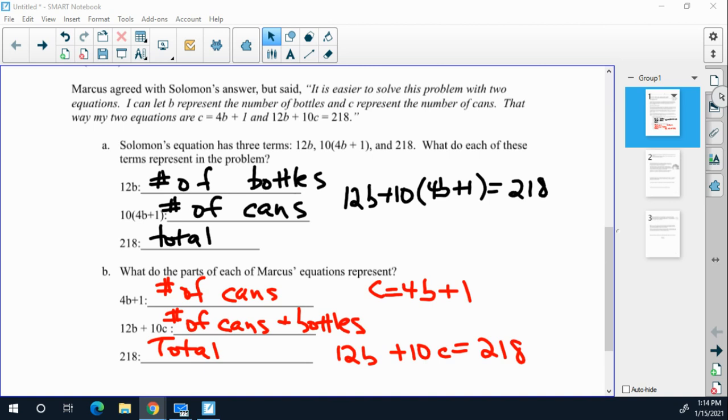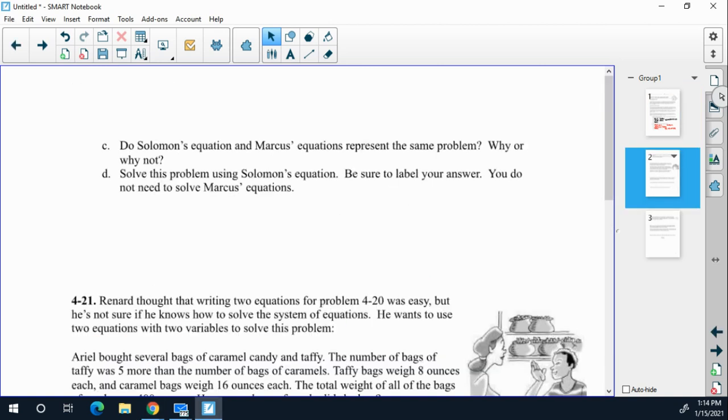So again, that's the comprehension. There's a lot of comprehension in math class. Okay. All right, so we are ready for part C. So I pretty much answered this. Solomon's equation and Marcus's equations represent the same problem. Why or why not? You don't need to write this down. It's yes because they both have the price of cans and the price of bottles, and they both equal the same total. So that's how you know.